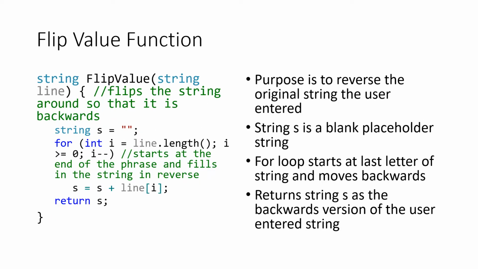The flip value function, the purpose of it is to take the string the user has entered and flip it around backwards so that we can check later on if it's a palindrome, like being the same forwards and backwards. Again, we have string s, which is a blank placeholder string. The for loop this time will start at the end of the string the user entered and move backwards letter by letter. It's just going through and taking each letter it's on and then putting it into string s. And at the end of it, string s will be the original string the user entered, except backwards.